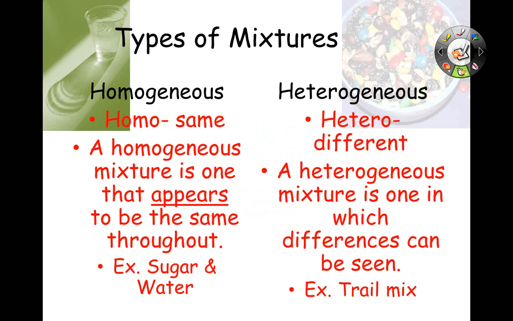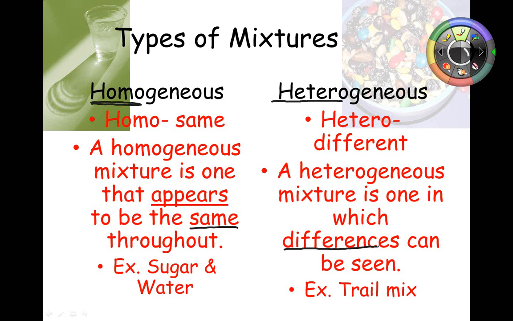You have two different types of mixtures. You need to write this down. There are some things that are important when you're doing this. The prefix homo and hetero. Homo means the same, hetero means different. In a homogeneous mixture, it's one that appears to be the same throughout. In a heterogeneous mixture, it's one in which you can see the differences.